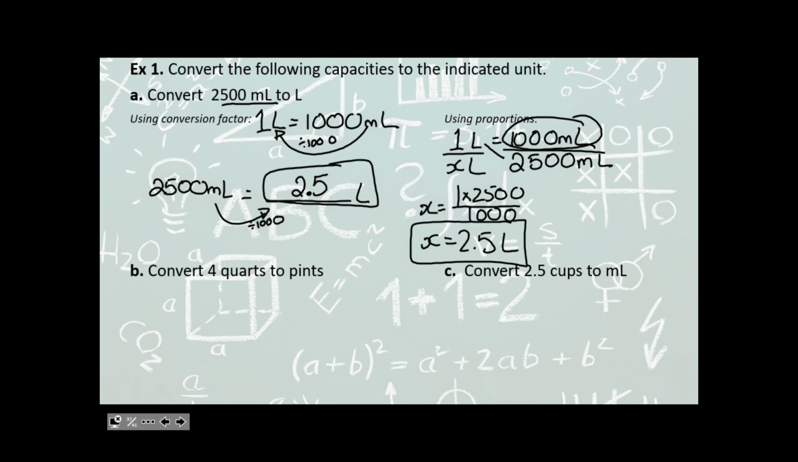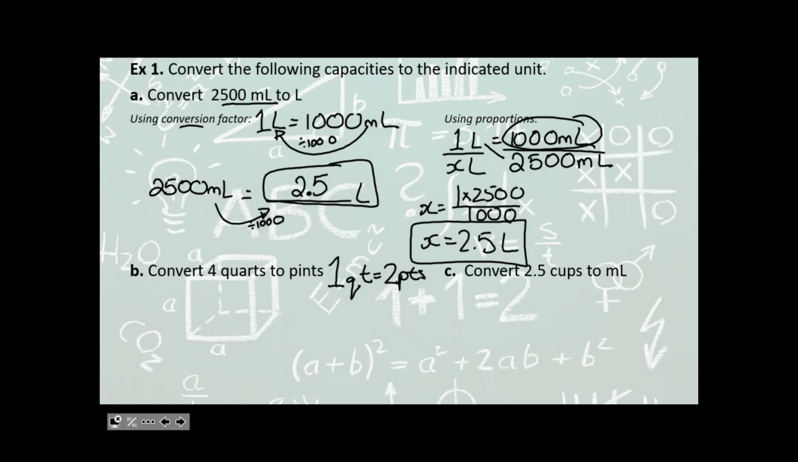All right, so let's go to B. B says convert 4 quarts to pints. Now, that's not really a conversion factor I know off the top of my head, so I'm going to check the formula sheet, and the formula sheet tells me in 1 quart, there are 2 pints. So 1 quart is equal to 2 pints.